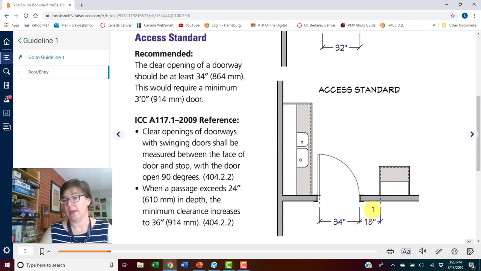Also, take a look at this 18 inches right here. We need this extra clearance so that someone in a wheelchair can approach the door and have a little bit of room to move sideways and get themselves out of the way to pull that door towards them. All right, so extra clearance on the pull side of a door.